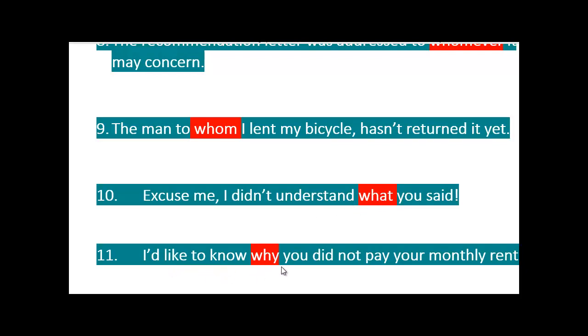Like why. I'd like to know why you did not pay your monthly rent. Again, I would like to know why. I'd like to know the reason, but it's not a direct question. So here it's a relative. So what and why here are used as relative pronouns.